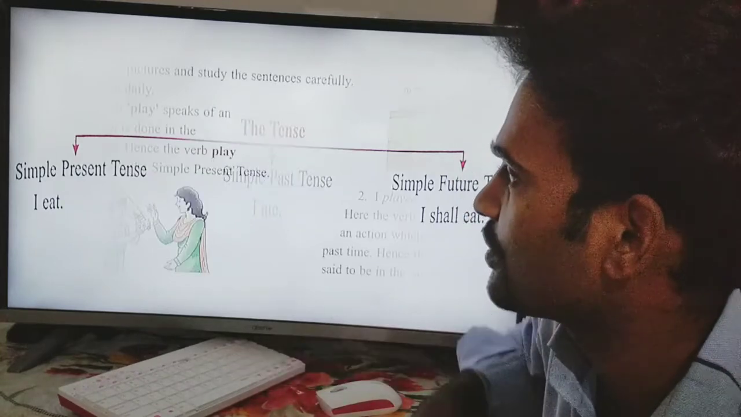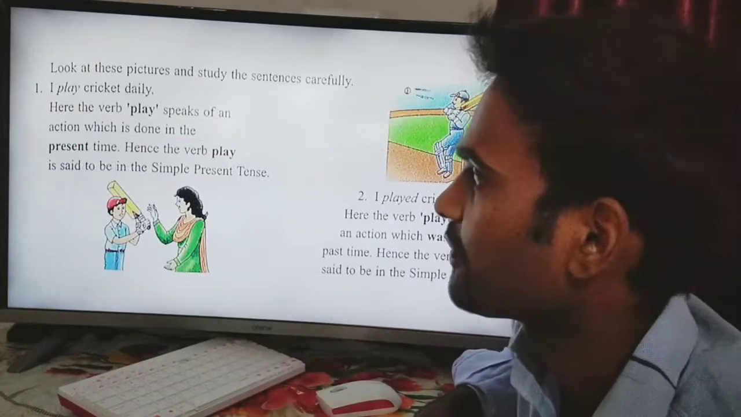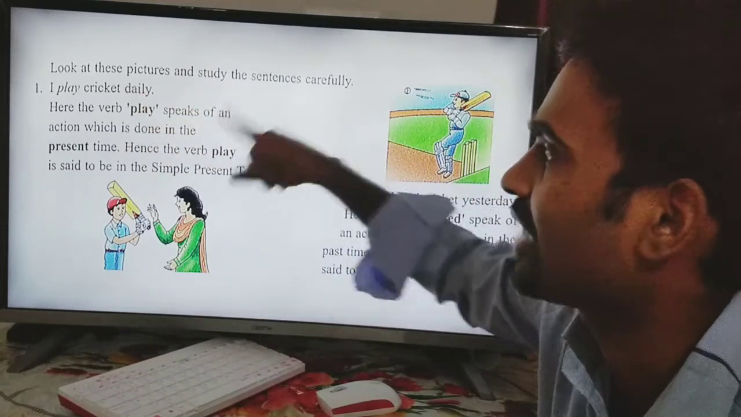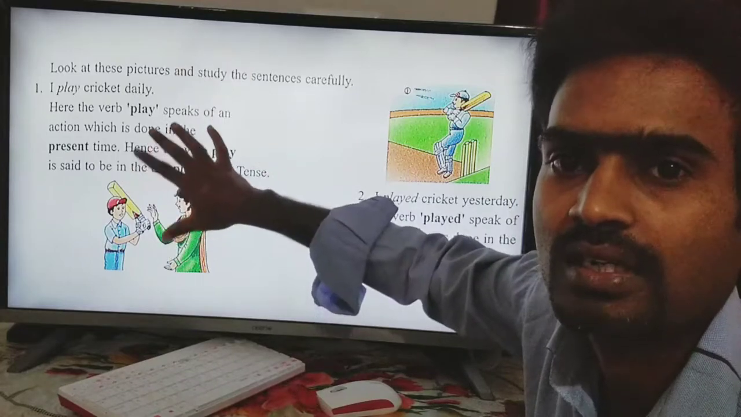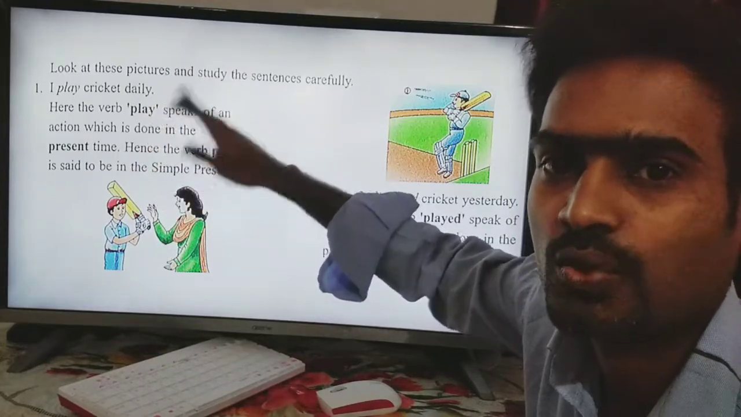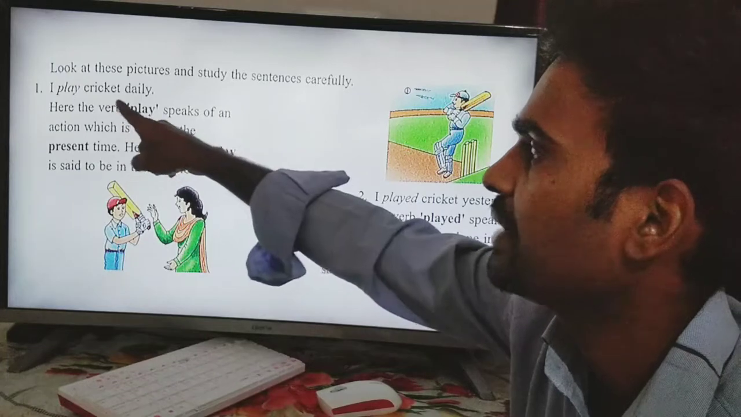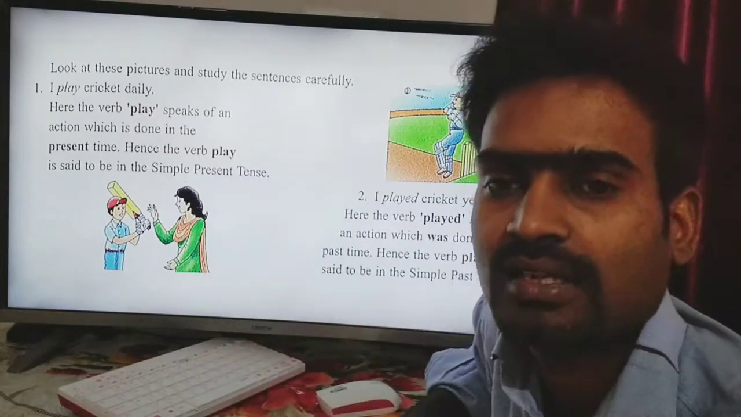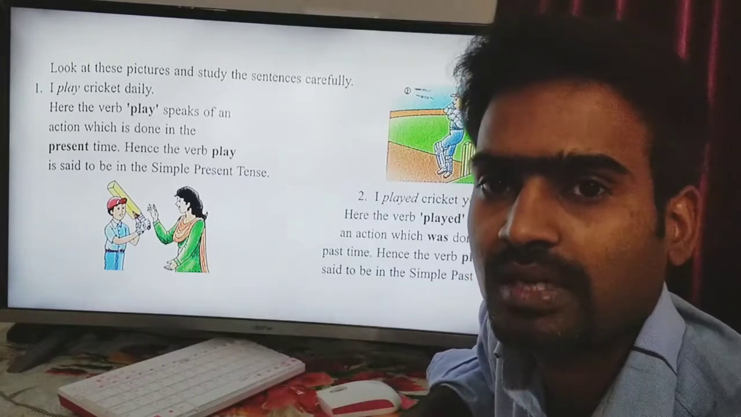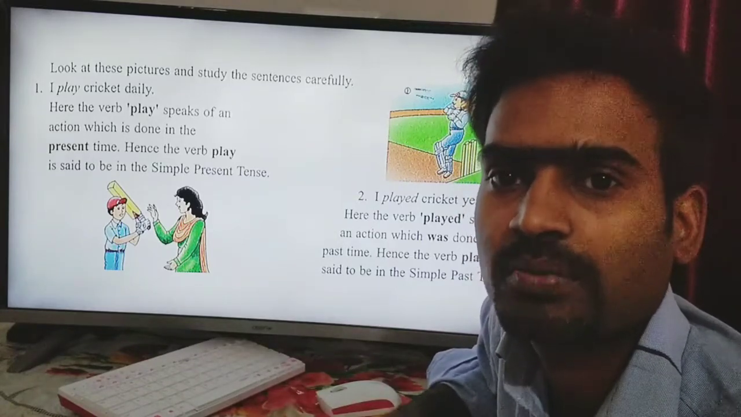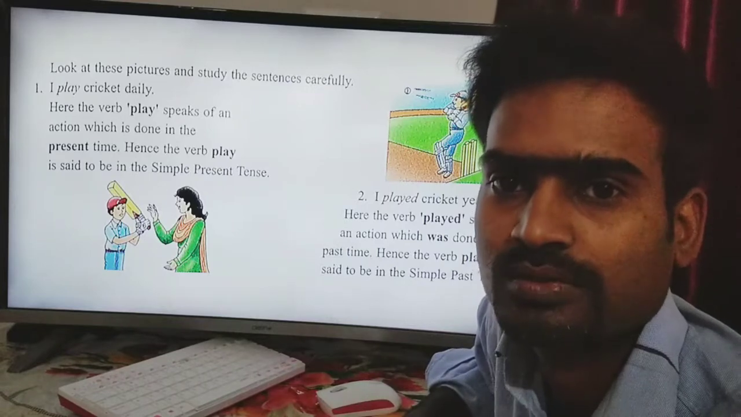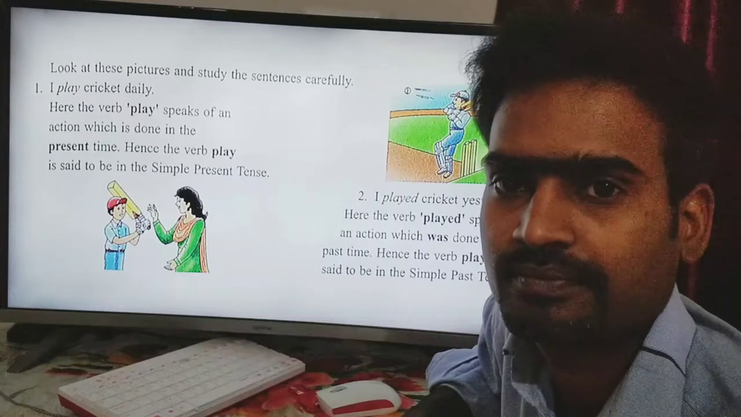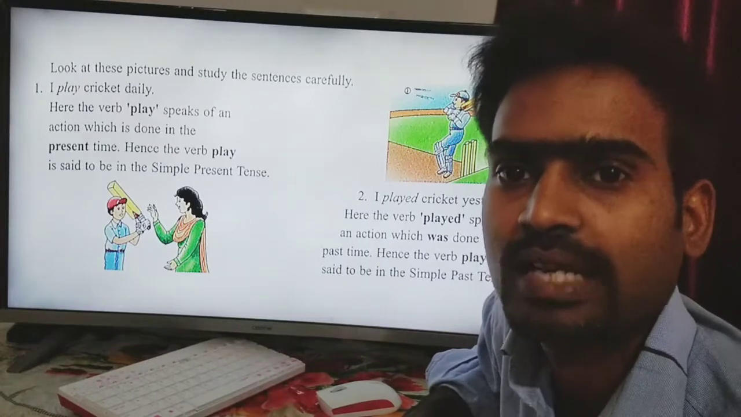When we speak about the examples, look at these pictures and study the sentences carefully. We have studied already, but let's quickly revise it now. I play cricket daily. We speak about daily activities, habitual activities, routine activities, and more. You must have revised the previous notes. If you did not read those notes, please read them and come. In those notes I have given you everything clearly.